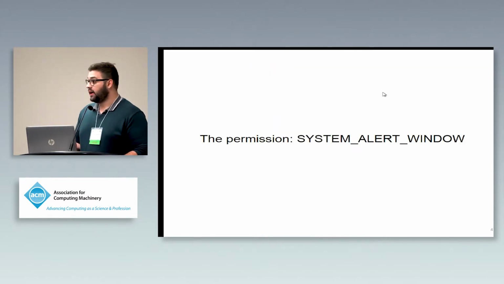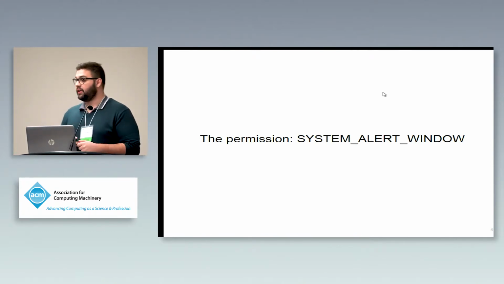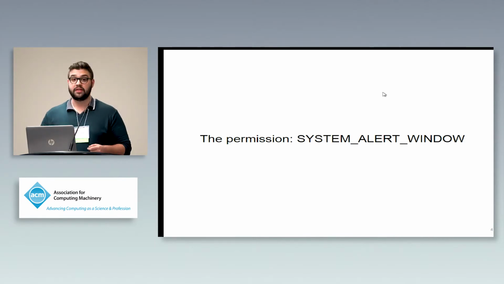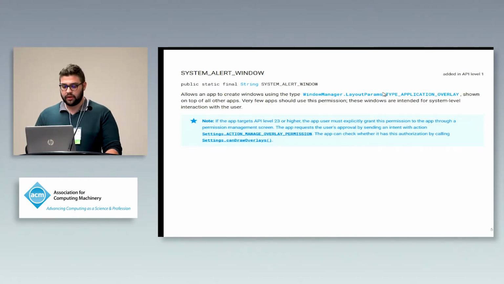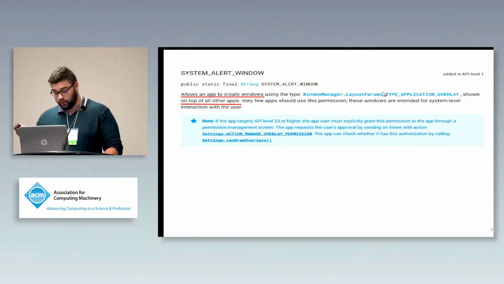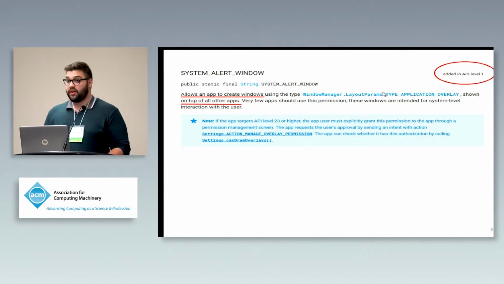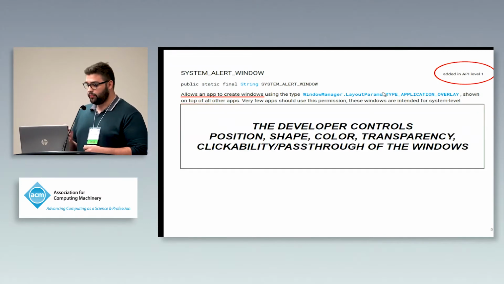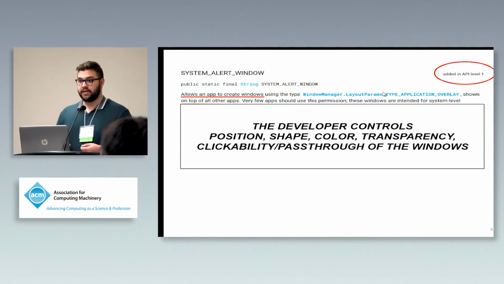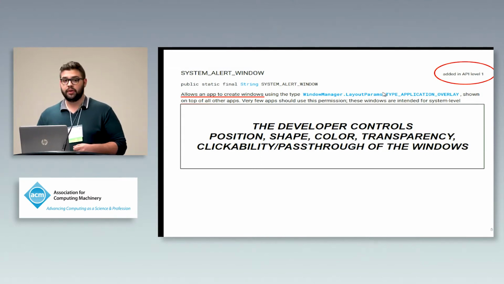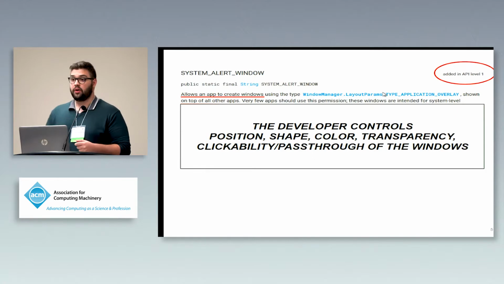To mount this kind of attack, the attacker needs only one permission, and the permission is named the system alert window. This permission is automatically granted by default to every application that is downloaded and installed directly from the official Google Play Store. As we can see from the documentation here, a malicious application asking for this permission is allowed to create windows on top of all the other applications. This mechanism was available since API level 1, and what is important to understand here is that the developer, or in this case the attacker, can control the position, the shape, the color, even the transparency of all the overlays he is drawing, and also whether the click must be processed in the context of the window or propagated to the application below.